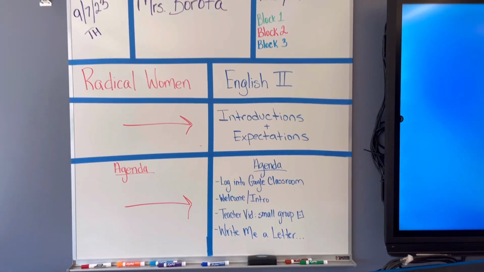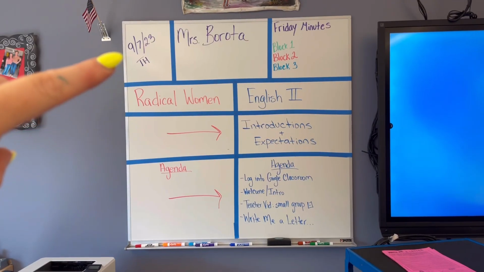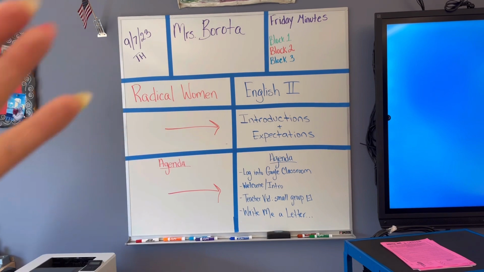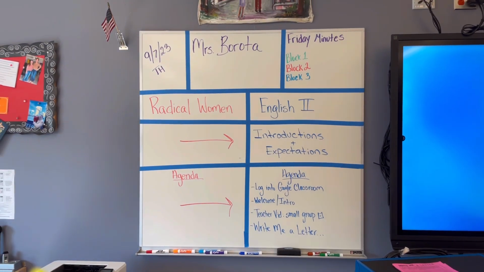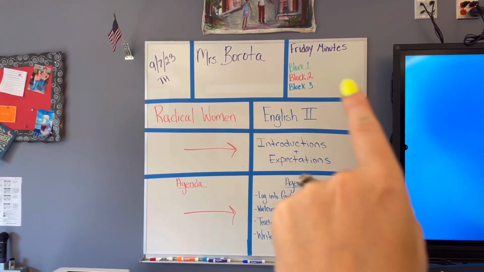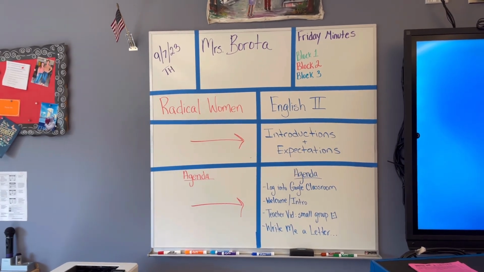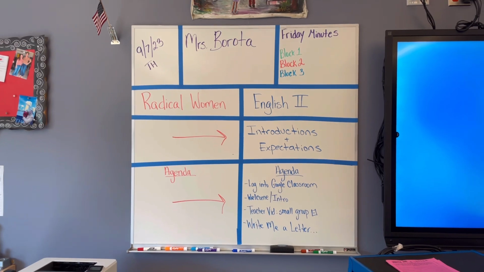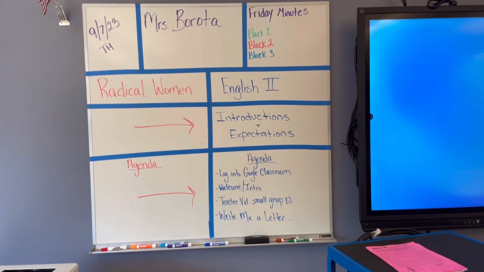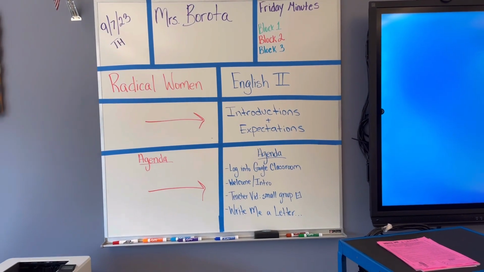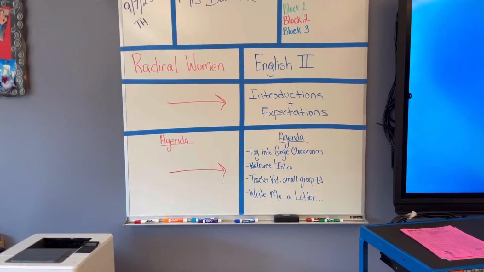Here's my agenda wall. Here I'll do the date, here's my name and usually some good reminders. I'm just leaving it blank for now. This is how our cell phone Friday minutes go. I have a vlog on that as well. Go check that out. I love my cell phone management system and just, you know, my agenda and my objectives for English and for radical women.